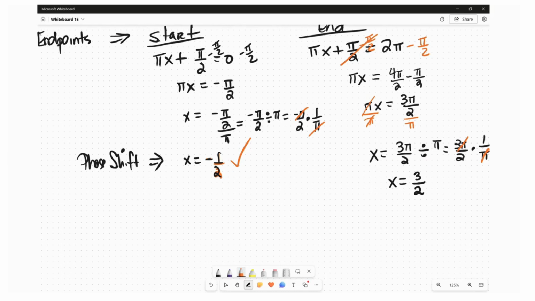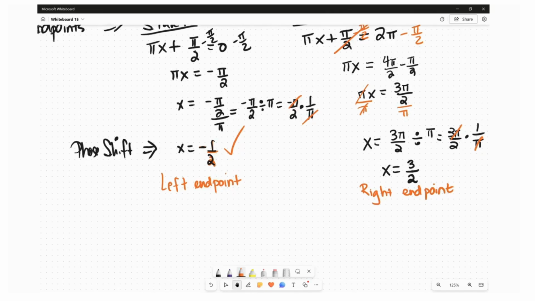If I ask you what's the left end point, what would you say? Negative 1 over 2. Right, this is the left end point. So negative 1 over 2. What is the right end point? 3 over 2. Yep, 3 over 2. Right end point.